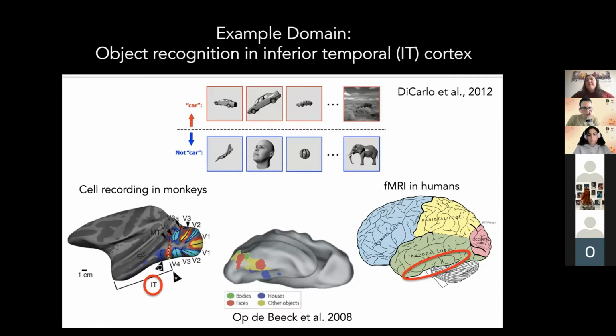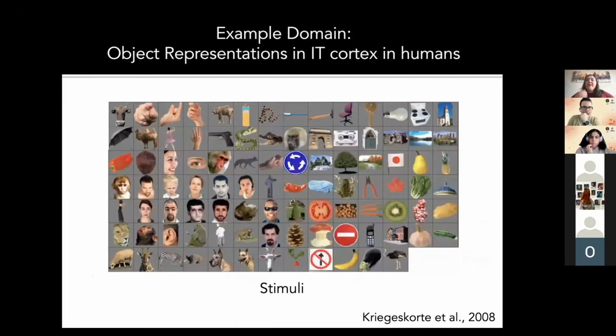But later on, people started questioning this, because they started to think that there might not be so many patches in the IT cortex for each object category. Can there be a more distributed neural representation in IT cortex? To test this hypothesis, Kriegeskorte et al. did a study in which they used a big set of object images, and recorded fMRI activity in humans, as well as single-cell recordings in monkeys, with the same set of stimuli.